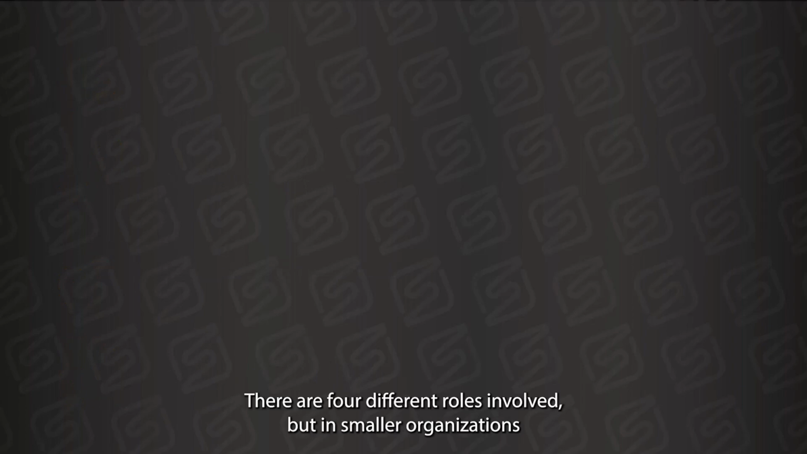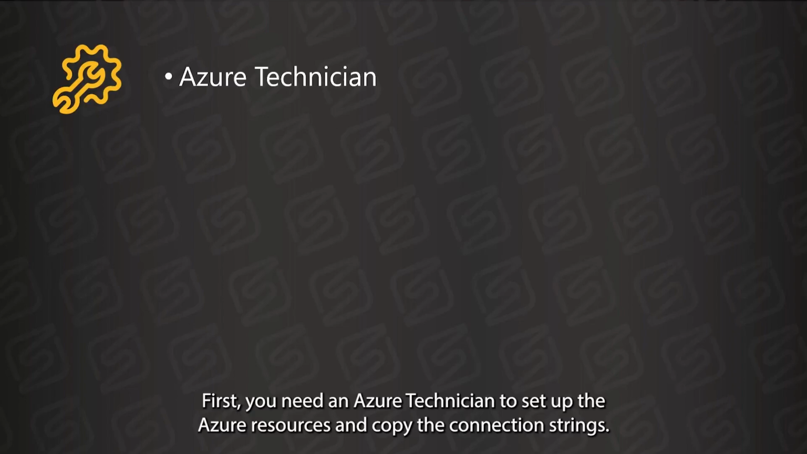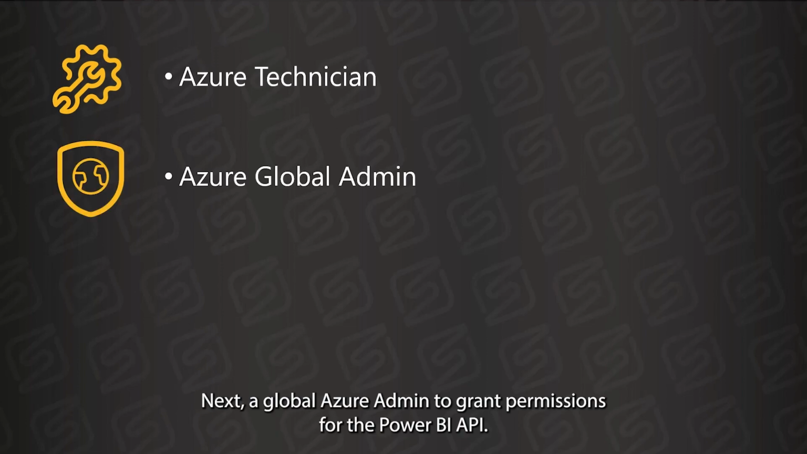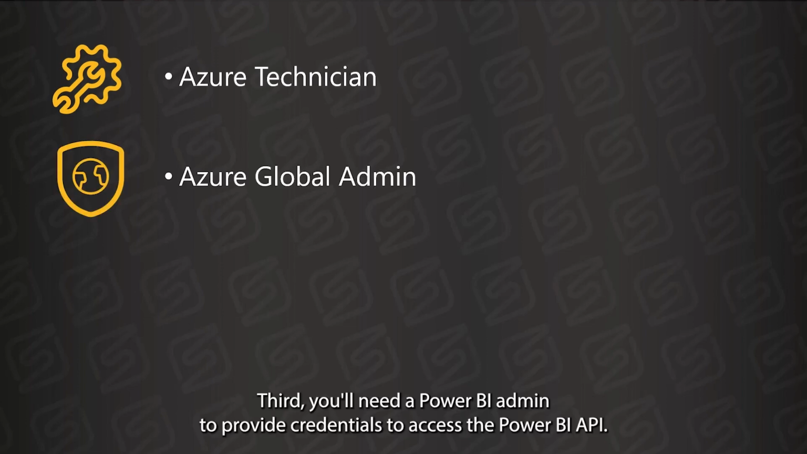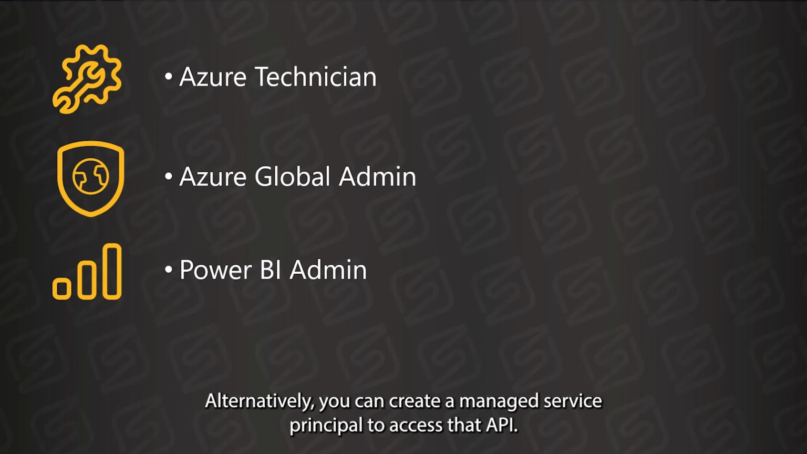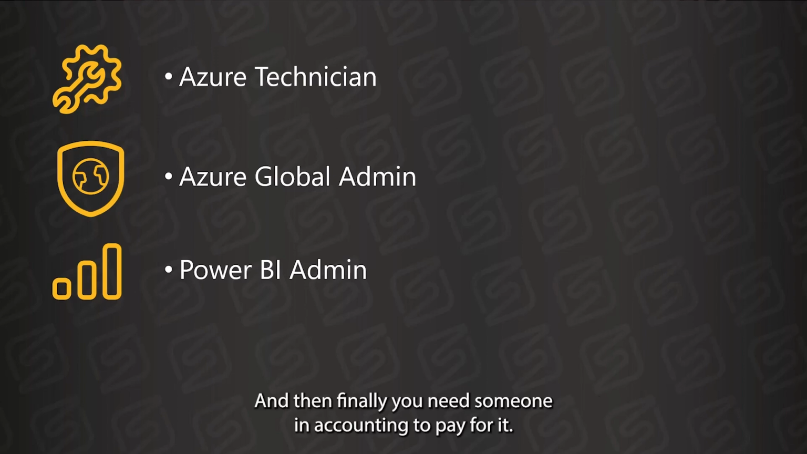So who all is needed? There are 4 different roles involved, but in smaller organizations, this might all be one person, such as an IT director. First, you need an Azure technician to set up the Azure resources and copy the connection strings. Next, a global Azure admin to grant permissions for the Power BI API. Third, you'll need a Power BI admin to provide credentials to access the Power BI API. Alternatively, you can create a managed service principal to access that API. And then finally, you need someone in accounting to pay for it.